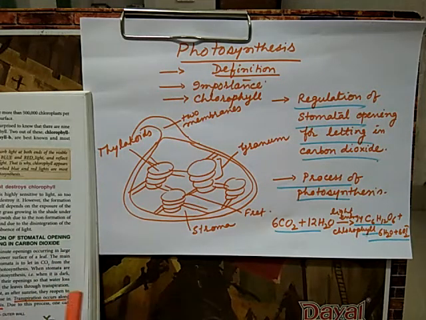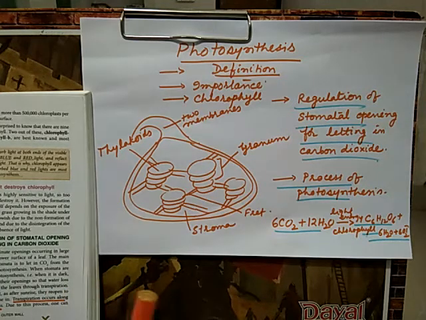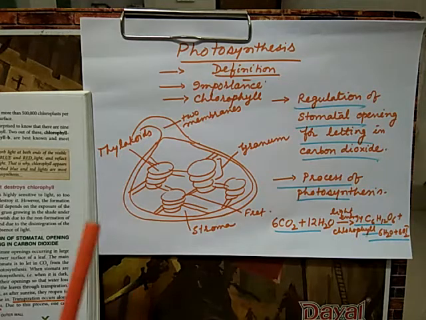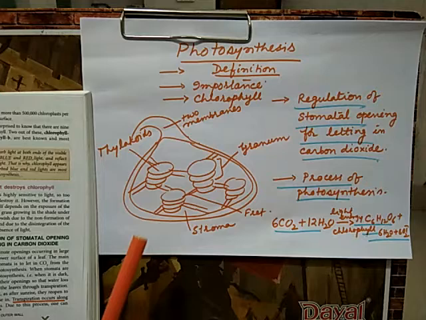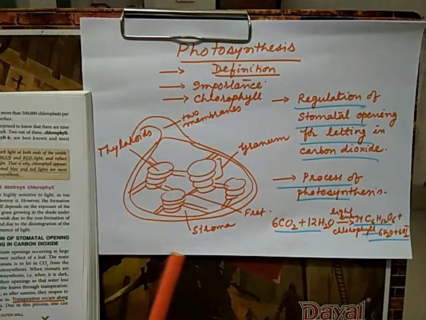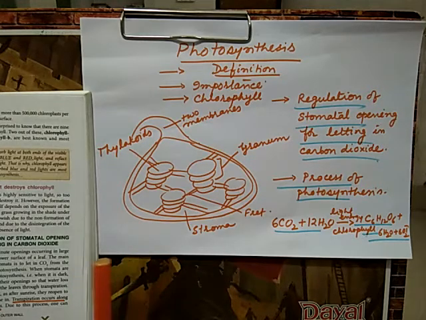The definition of photosynthesis: it is a process in which living plant cells, or green plants containing chlorophyll, produce food substances, that is food in the form of glucose and starch, from carbon dioxide and water, by using light energy. Plants release oxygen as a byproduct during photosynthesis. And the importance of photosynthesis is in two ways. Number one is providing food for all the heterotrophic organisms, and also providing oxygen to breathe.